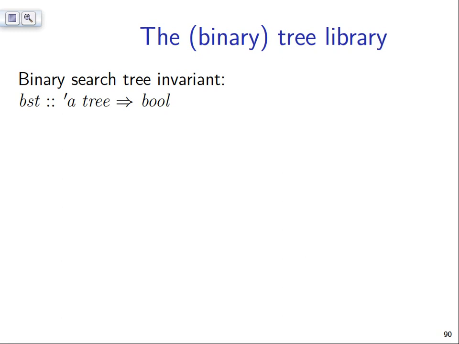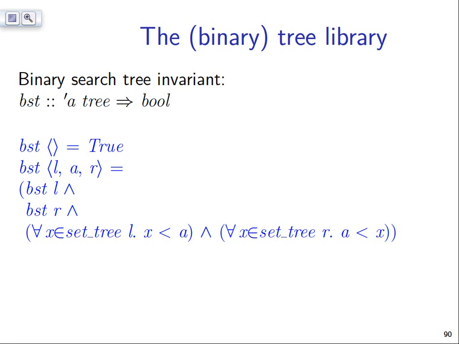So what is a binary search tree? Well, you know that quite well. This is the invariant, the characterization of a binary search tree. It just means it's ordered. The empty tree is a binary search tree, and if you have a node, then the two subtrees must be binary search trees, and for all the elements x in the left subtree, x must be less than the element a in the node, and for all the elements x in the right subtree, x must be bigger than the node element. So this is the characteristic specification or invariant of a binary search tree.